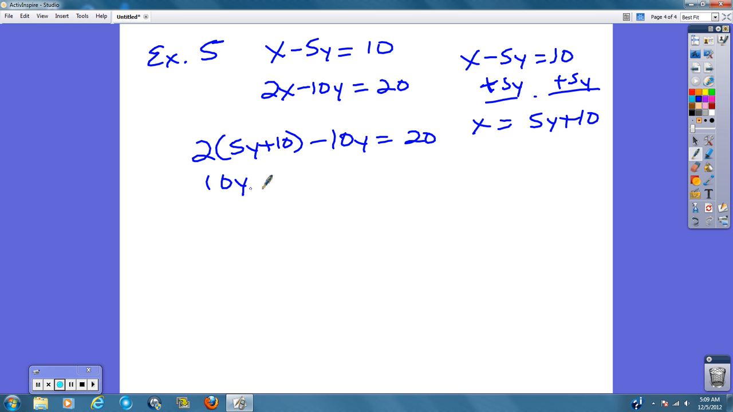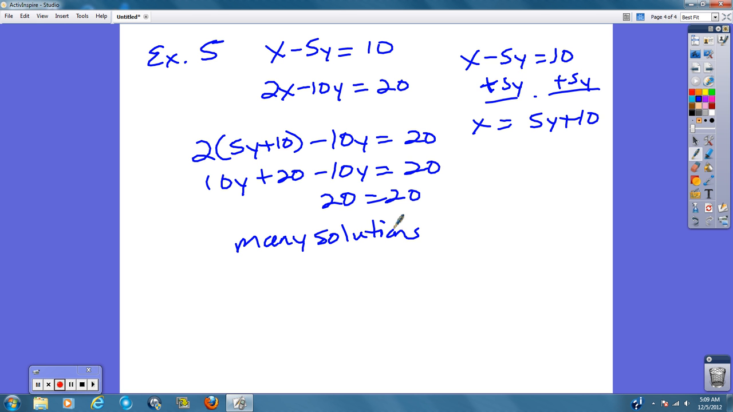So we have 10y plus 20 minus 10y equals 20. 10y minus 10y is 0, so we have 20 equals 20. Okay, we can stop right there, because what you're seeing here is an example of a consistent system, meaning that every ordered pair works. And one of the other keys to that, if you notice, is if you multiply this first equation by 2, you're going to get the second one. So this would be a many solutions problem. Just a reminder, because there's no sense in continuing, every answer is going to work.